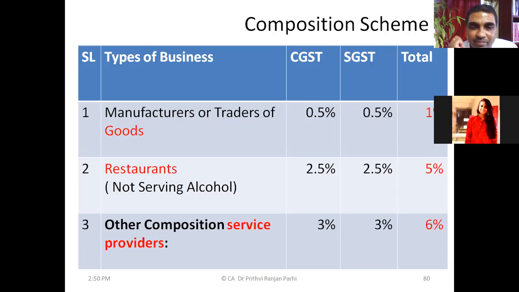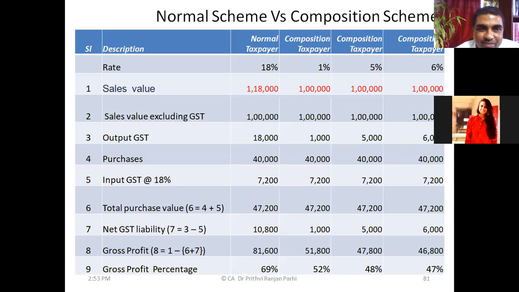Sir, composition scheme is limited to the state. Interstate sale is not allowed. Exactly. So interstate transactions are not there. Therefore, the question of IGST doesn't arise.